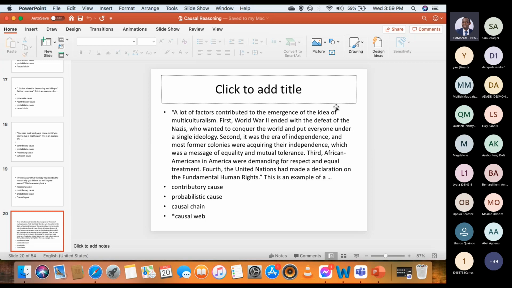So all these factors were contributing to the idea of multiculturalism. You cannot say they were leading from one to the other. They could all have been occurring at the same time. So that's an example of a causal web.